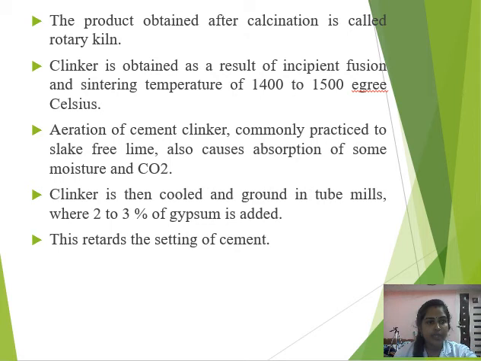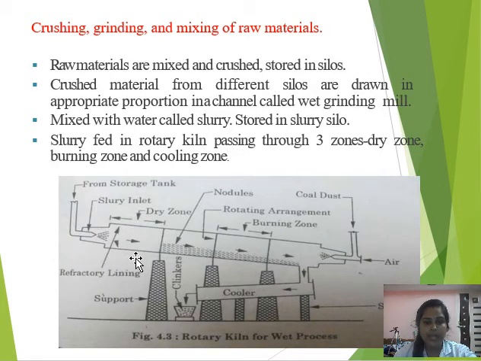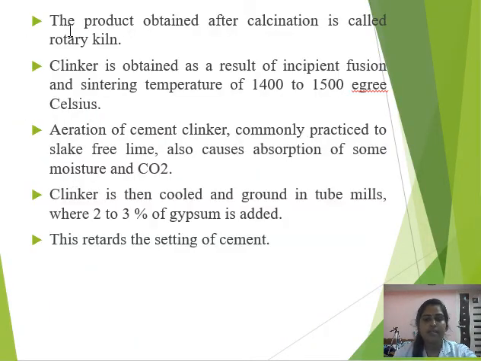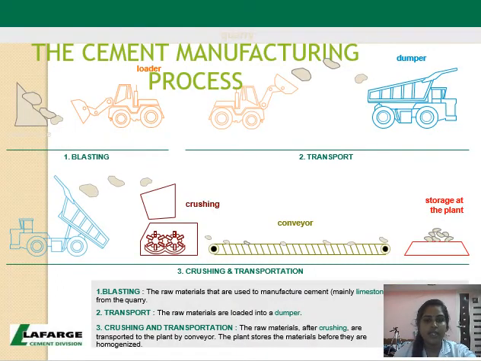As I already told you, in the clinker the aeration process also takes place, and through one inlet the slurry is fed to the rotary kiln for burning. Because of aeration, absorption of some moisture and carbon dioxide takes place. The clinker is then cooled and ground in tube mills where 2 to 3% gypsum is added. The purpose of this gypsum is that it regulates the setting time of cement.